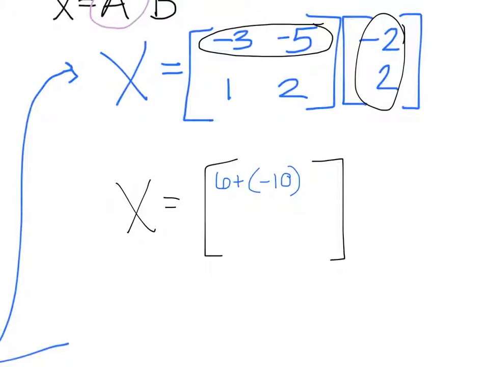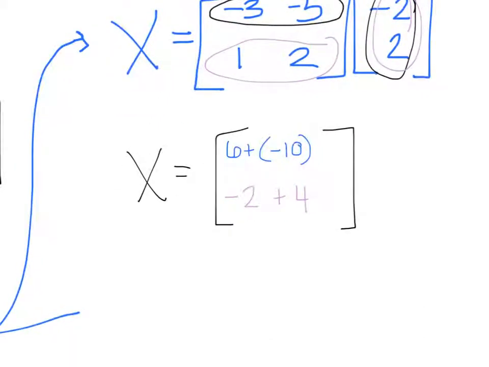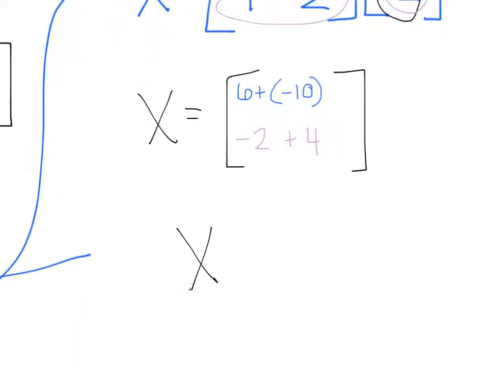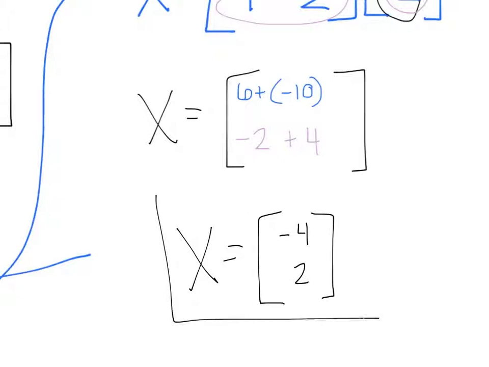Okay, now let's see. Who wants to do the next one? Negative 2 plus what? Plus 4. Okay, so here is our answer. We'll be done with the problem. Negative 4 and positive 2, right? That's your answer. You found it. Good job. You all work together.